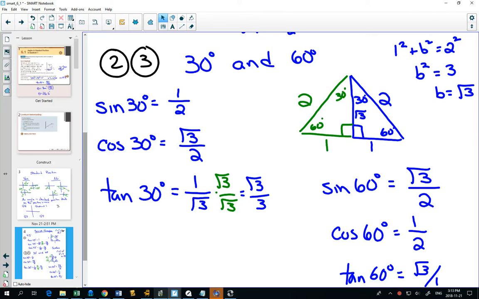So if you can draw the triangle, you can find them all. Or you can decide just to memorize them, but sometimes since they're so similar, you're going to mix them up. All right, so I'd like you to try questions 5 and 6.